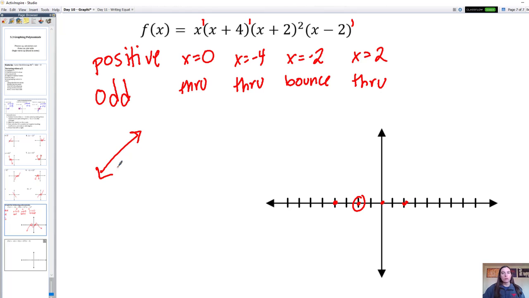Now from our end behavior, we know we need to start at the bottom left. So going through the first one, make my way back, I need to bounce off of this one, make my way back, I need to go through, and my arrow's going up, which is exactly what I expected.